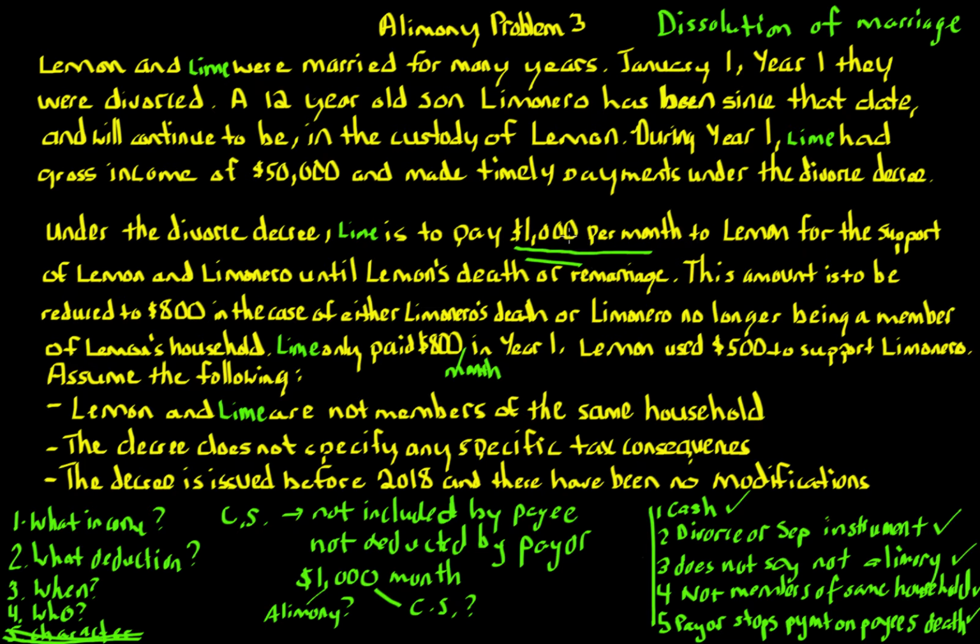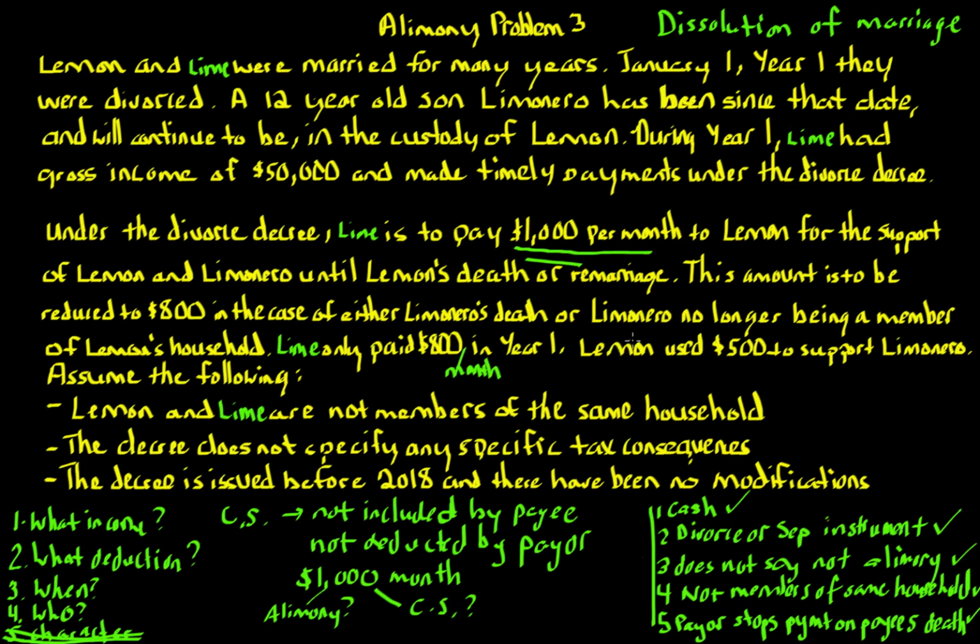So to think about this, $1,000 goes to $800 in the case of either Limonero's death or Limonero no longer becoming a member of Lemon's household. The idea there is if Limonero gets married at a certain point in the future, Limonero is no longer part of Lemon's household because now Limonero is part of another marriage, or is part of Limonero's own family unit, and Lemon and Lime should no longer have to support Limonero. That should be, okay, you go out on your own.